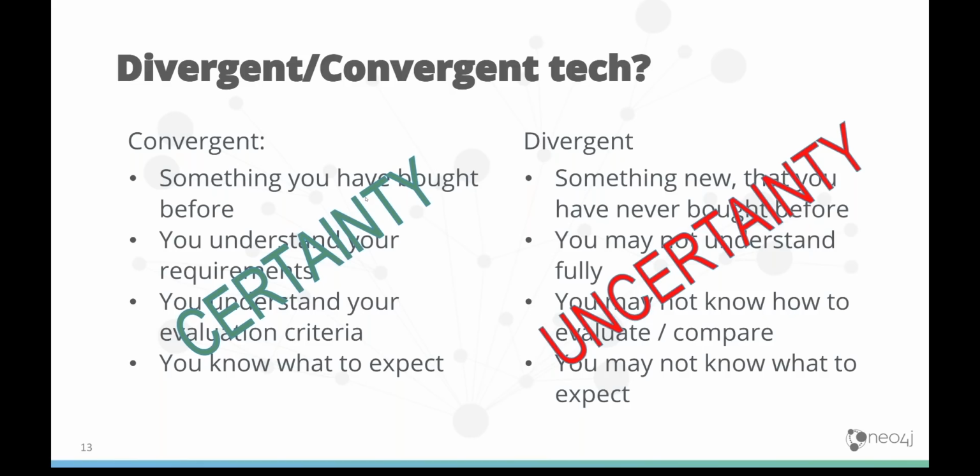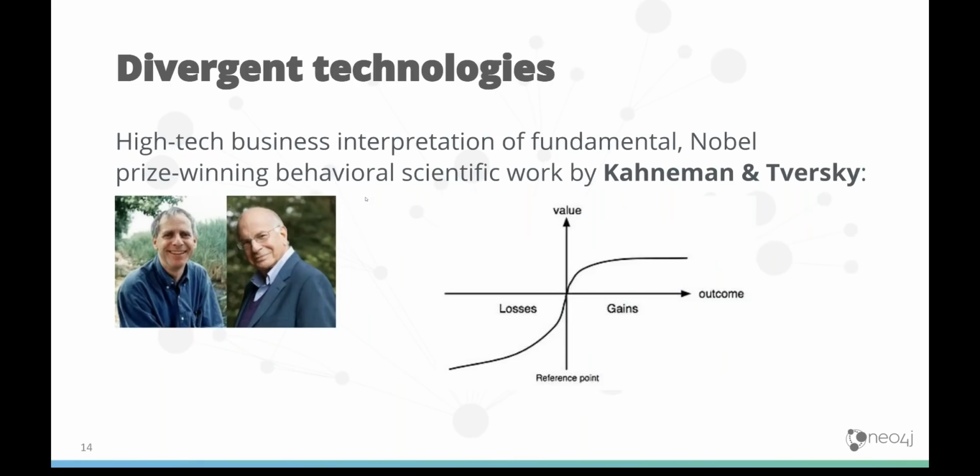If you go to the next slide, Scott, you'll see that this is not something mythical or imaginary. This has been a subject of fundamental behavioral research for the past 25 years, or even longer. Kahneman and Tversky: maybe you've heard of these guys. These are Nobel Prize-winning behavioral scientists who modeled and made us understand how human beings make decisions under uncertainty, how human beings make decisions when they buy divergent technologies.